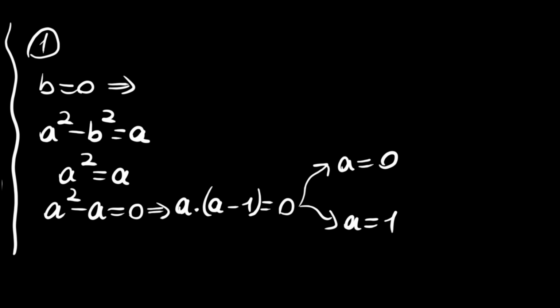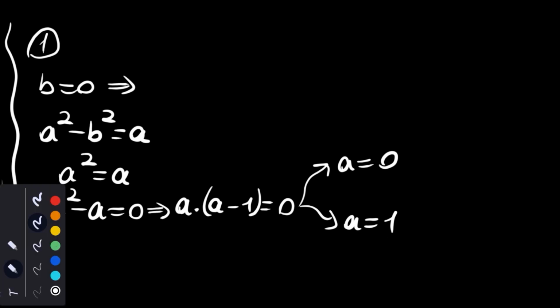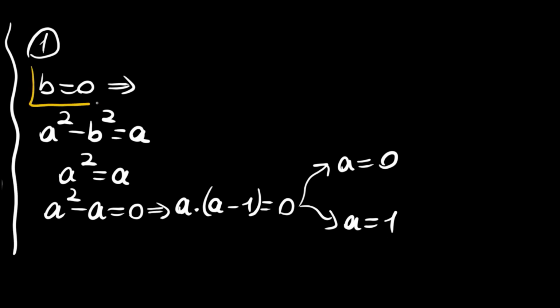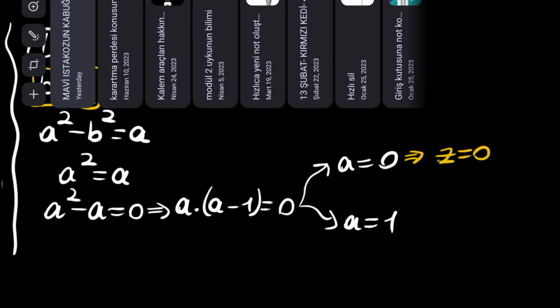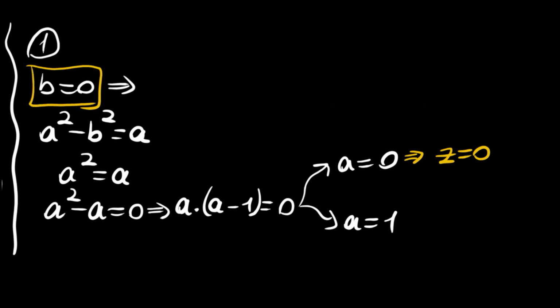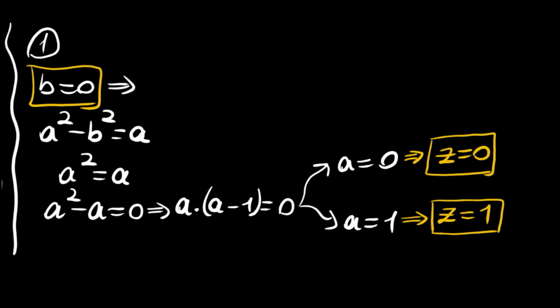So considering b is equal to 0 in this case, if a also is equal to 0, z becomes 0. Z is equal to a plus bi. So if a and b are 0, we have z is equal to 0. Or if a is equal to 1, b is equal to 0, z becomes 1. These are our real solutions to our equation.